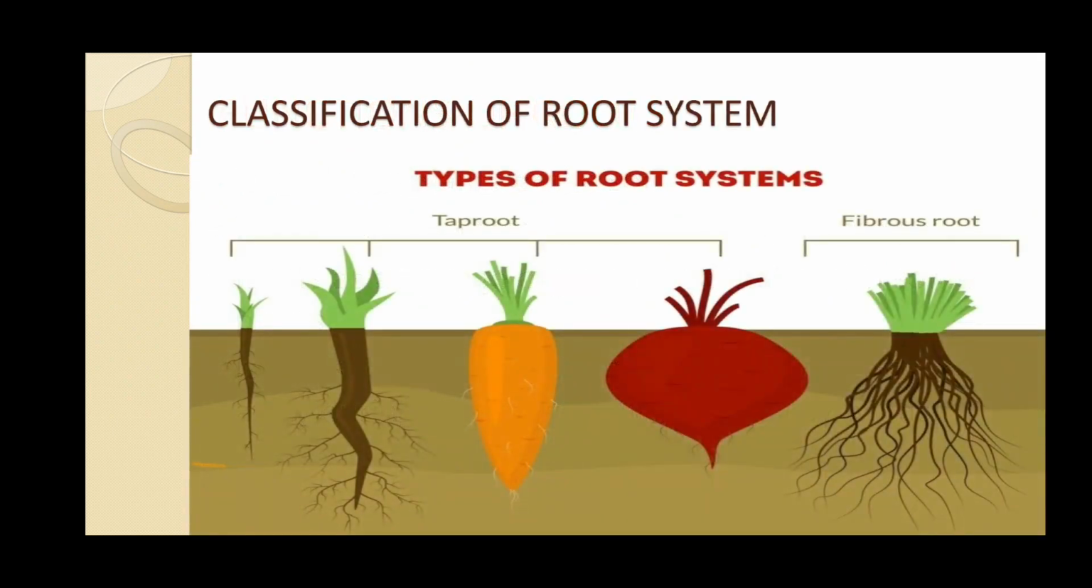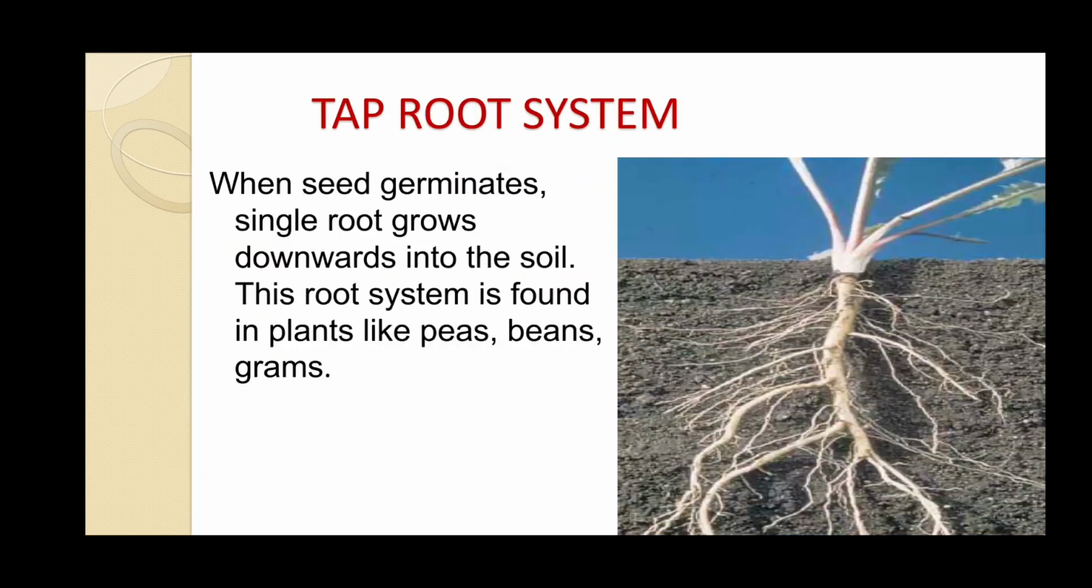Now, the classification of root system. Dear students, root system is classified into two: taproot system and fibrous root system. Taproot system. In taproot system, when the seed germinates, a single root grows downward into the soil.